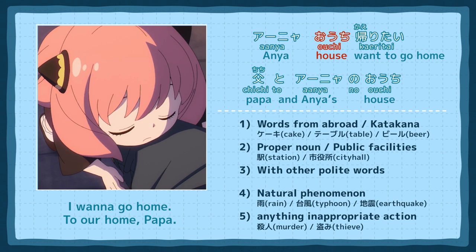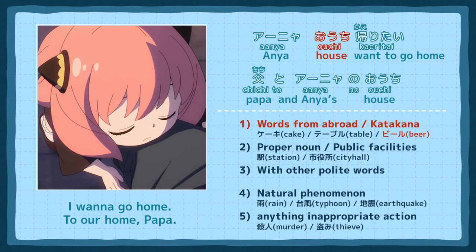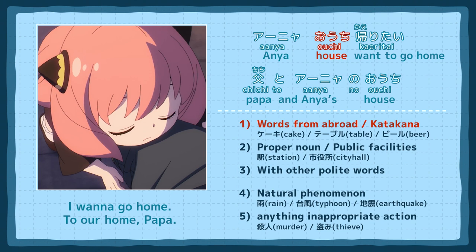Number 1. Words from abroad that are written with katakana. For example, keiki, cake. Teiburu, table. Biru, beer. Those words you cannot add o or go to, like o keiki, o teiburu, o biru. To be honest, I heard some waitress say o biru in a hotel or at a party. This is not supposed to be correct, but some people use it.